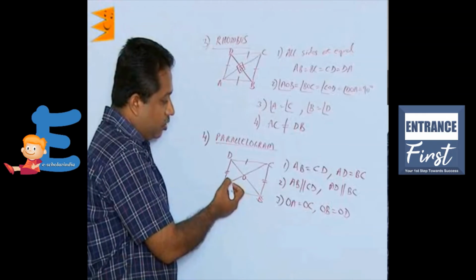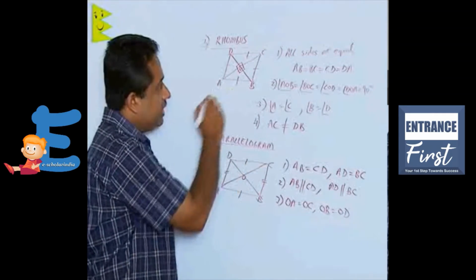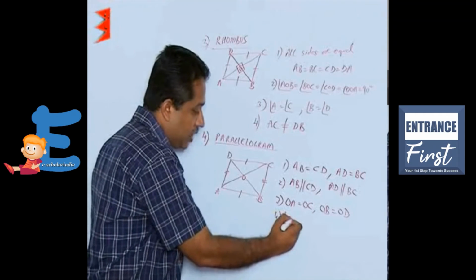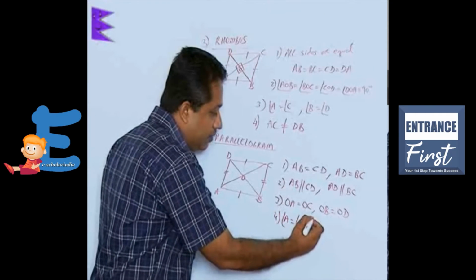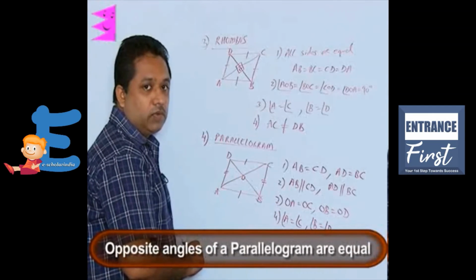And next we can also conclude that the opposite angles, just like here in rhombus, the opposite angles are equal. So A will be equal to C and B will be equal to D. Opposite angles of a parallelogram are also equal.